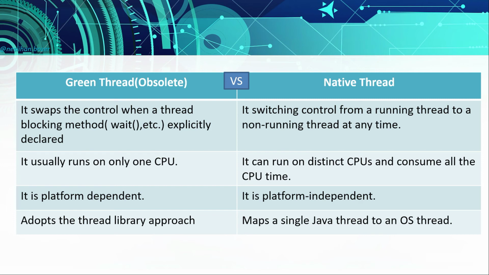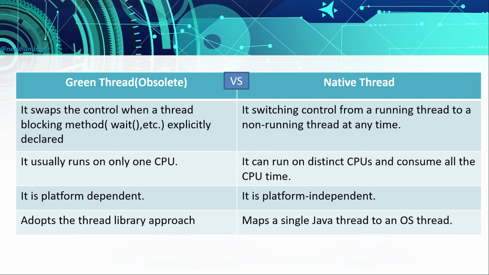Green threads usually run on only one CPU, whereas native threads can run on distinct CPUs and consume all the CPU time. Green threads are platform dependent, whereas native threads are platform independent. Green threads do not rely on the OS while emulating a multithreading environment. Green threads run code in user space that manages and schedules threads, written to enable Java to work in environments that do not have native thread support.